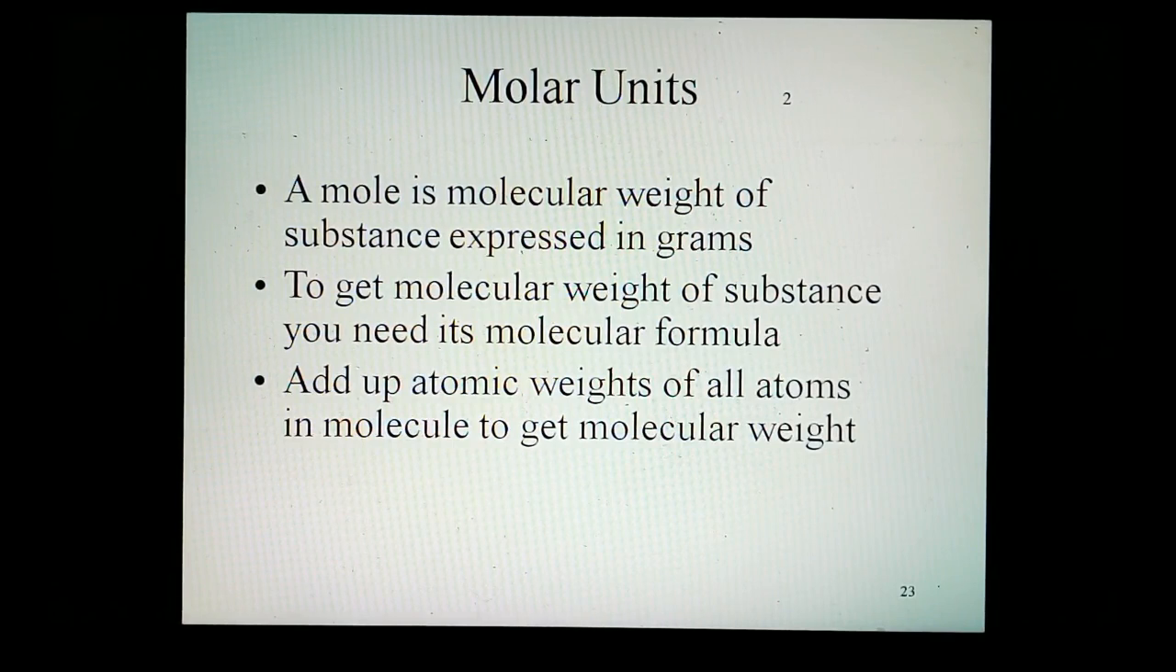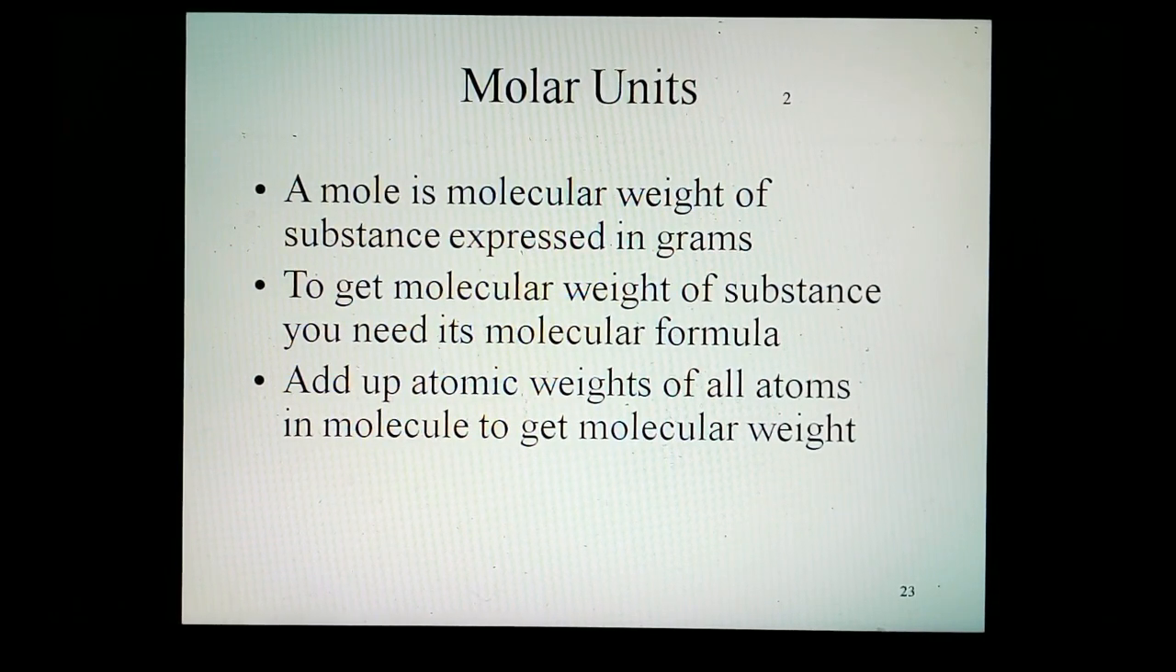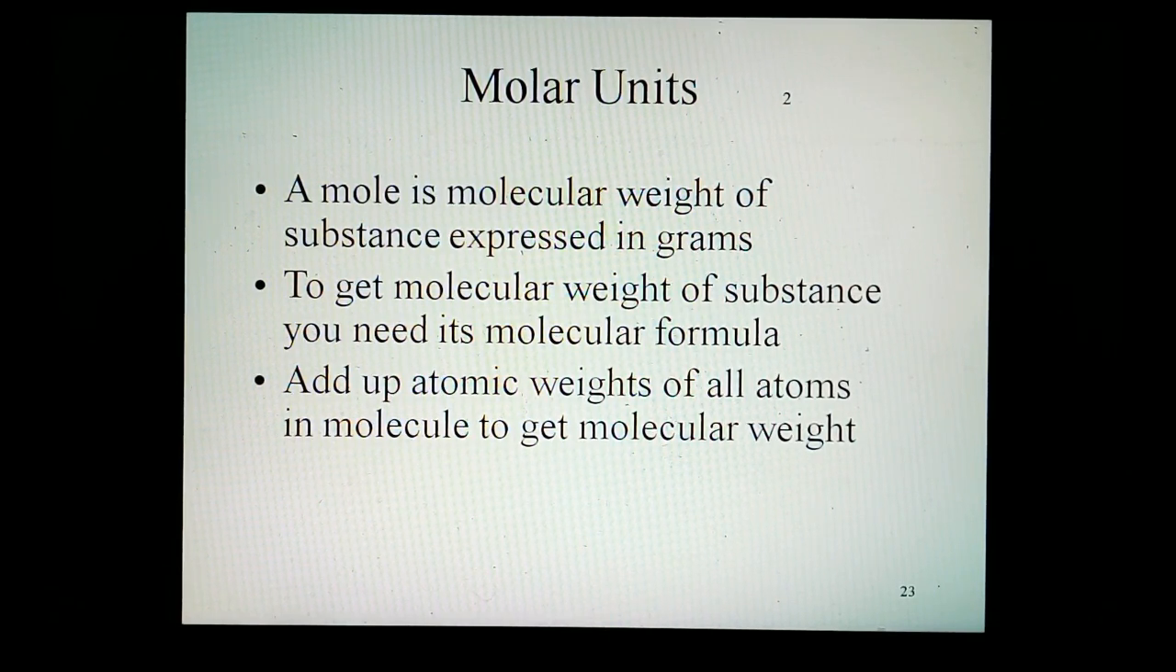Molar units. The mole is the molecular weight of a substance expressed in grams. To get the molecular weight of a substance, you need its molecular formula, and you can then add up the atomic weights of all the atoms in the molecule to get the molecular weight.